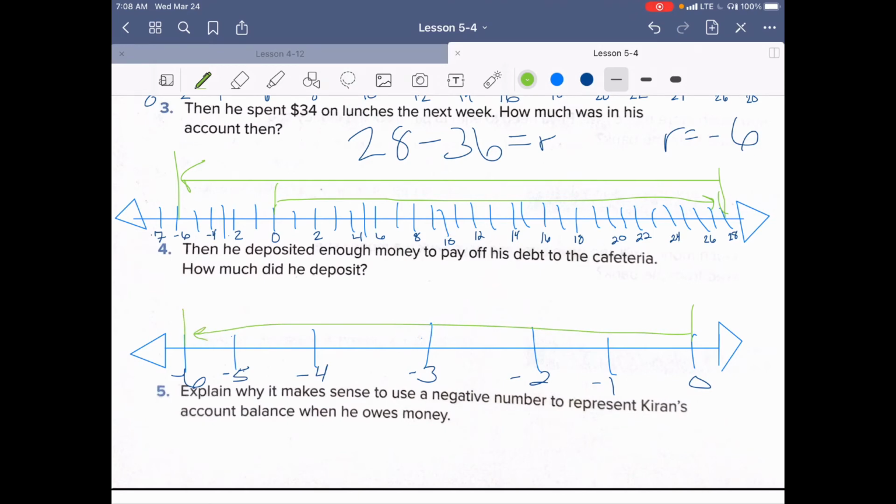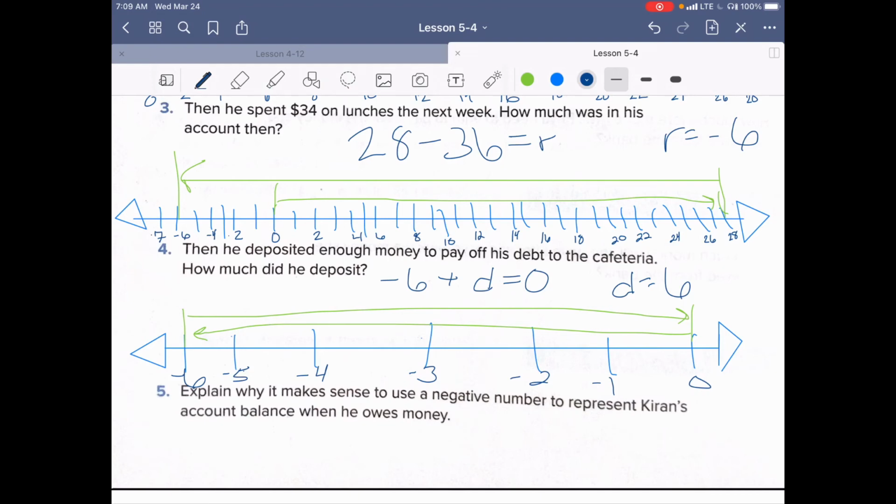And then he deposited just enough money to pay off his debt. He didn't pay any extra, just enough to pay off his debt. So to get to 0, we have to go all the way back, which means he would have paid $6. So we can write our equation, -6 plus an unknown amount of money, so our deposit, equals 0. And we know our deposit here was $6 in order to make it even. I want you to take a moment and answer number 5 on your own, so pause the video and please return.